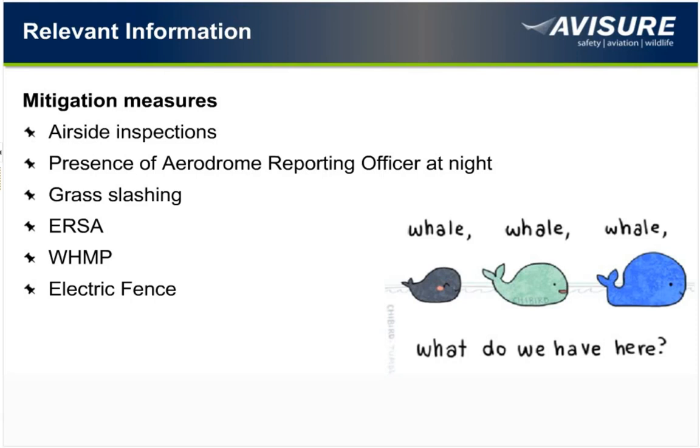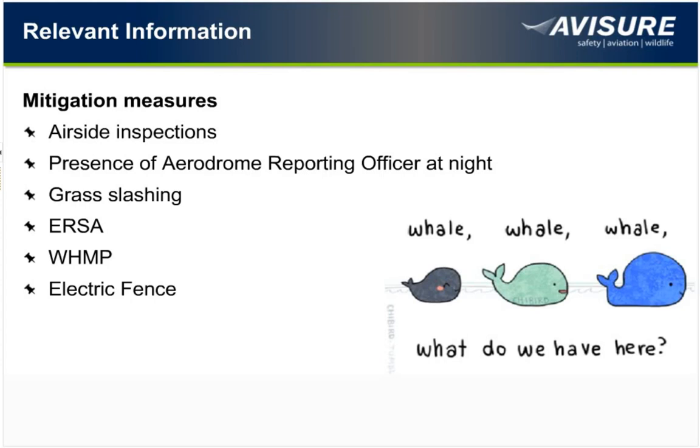They had the IRSA in place, they had developed a wildlife hazard management plan, and in addition, they had installed an electric fence. So the fence that was around this aerodrome at the time is basically a cattle fence, and what they did is they installed an electric fence on the inside of that cattle fence, so on the airside of the cattle fence.